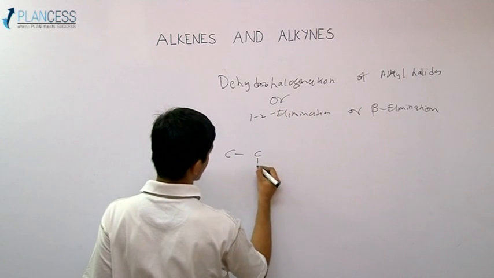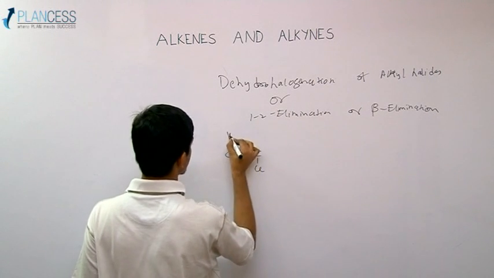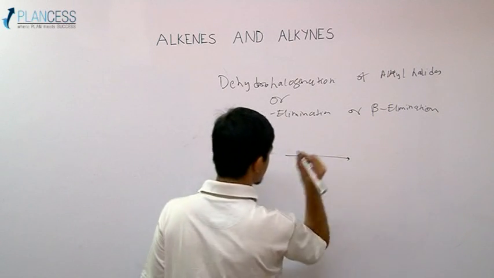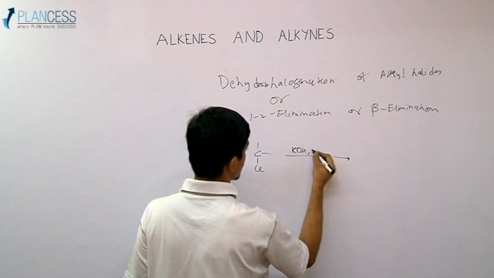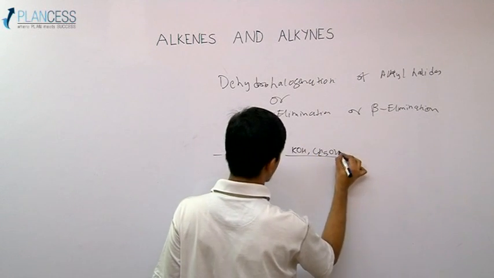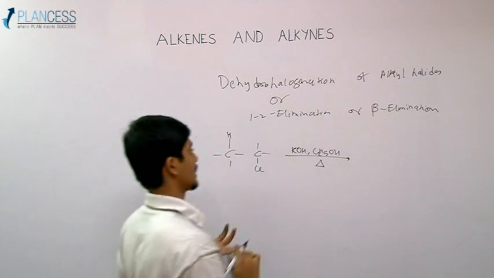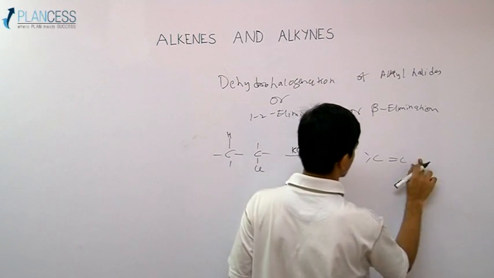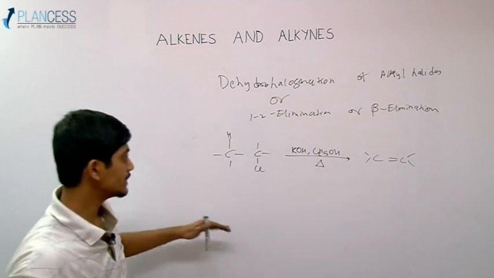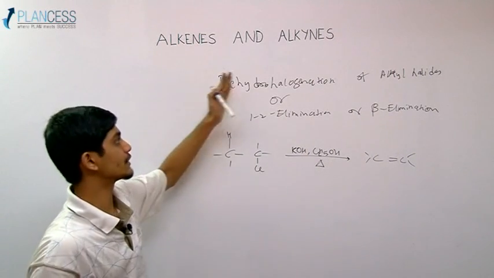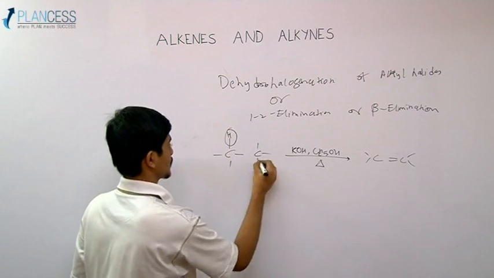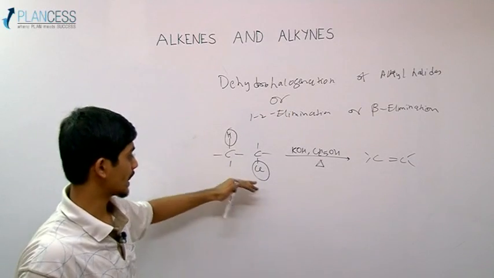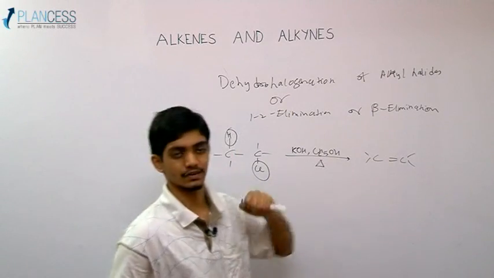Suppose consider this chloride, that is a hydrogen, and there are some groups. Now when this is treated with KOH, C2H5OH and heat, it gives you an alkene of this sort. So you see that dehydrohalogenation, one hydrogen, one halogen. So in this case it is dehydrochlorination. One hydrogen and one halogen are removed and you get an alkene.